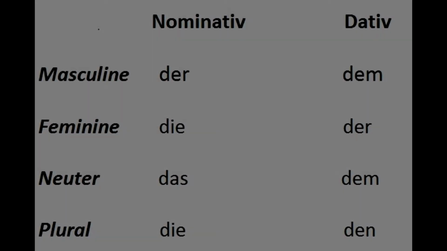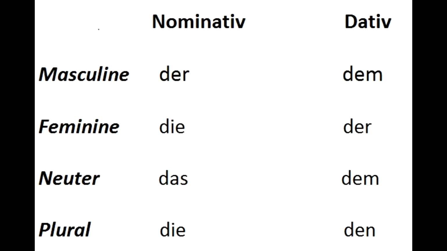So just like in the previous cases of accusative and nominative, in the dative there's also definite articles and indefinite articles. For the definite article, the masculine der changes to dem. The feminine die changes to der. The neuter das changes to dem. And the plural die changes to dem.